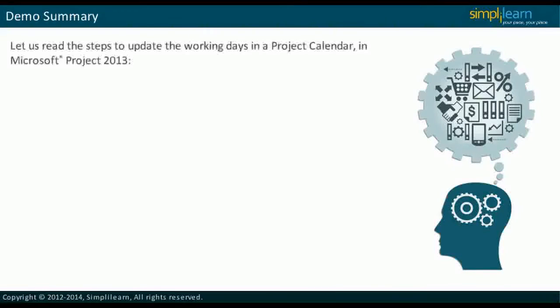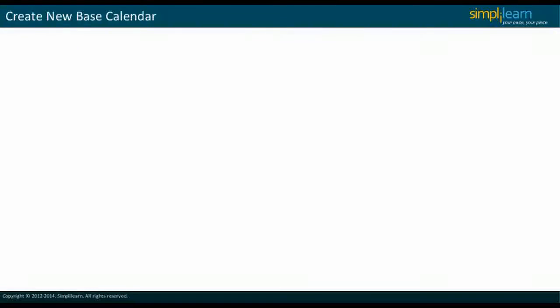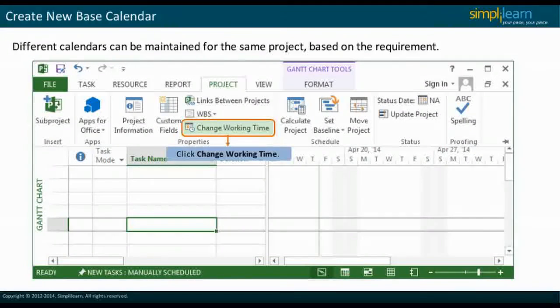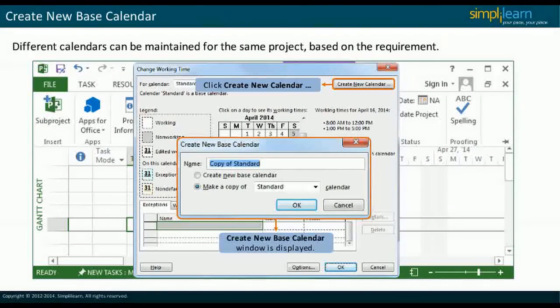Let us read the steps to update the working days in a project calendar in Microsoft Project 2013. This slide covers the concept of creating a new base calendar. You can also maintain different calendars for the same project using the Create New Base Calendar option in Microsoft Project 2013. The steps to create a new base calendar are shown on the slide. Click the Change Working Time option, followed by the Create New Calendar option. The Create New Base Calendar window will be displayed.